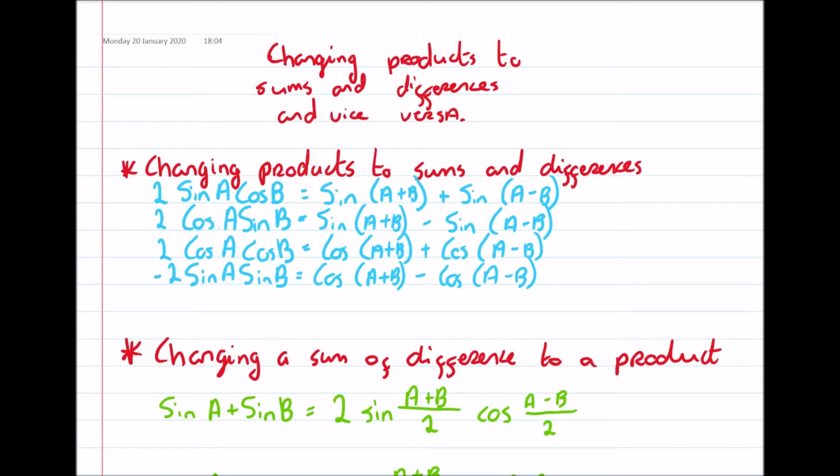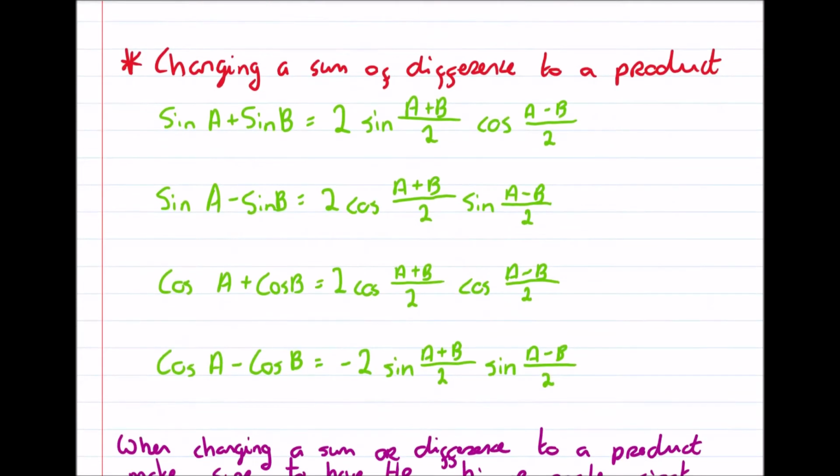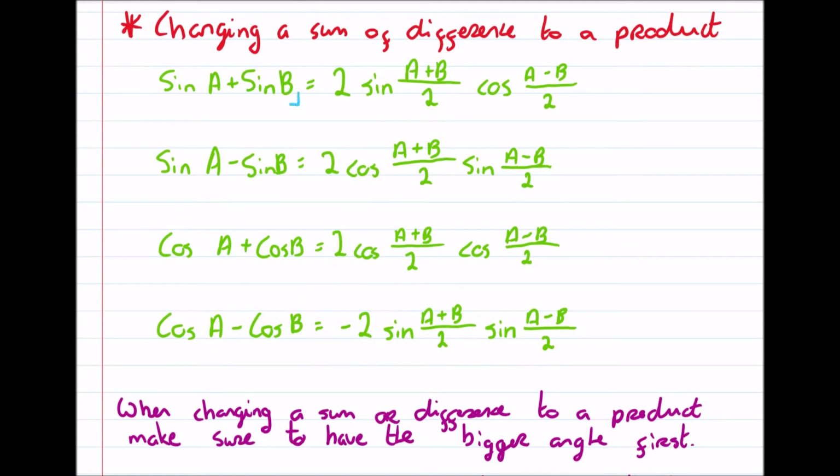Also, we have the vice versa of it down here. So we have a sum or a difference. Okay, difference is minus. So we have a sum that says sine A plus sine B. We have a difference that's sine A minus sine B. And we want to change that into a product. So things that are being multiplied together. And look, we have 2 sine A plus B over 2, and that's multiplied by cos A minus B over 2.